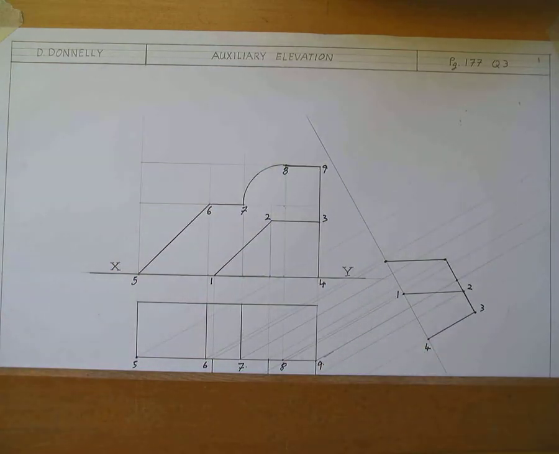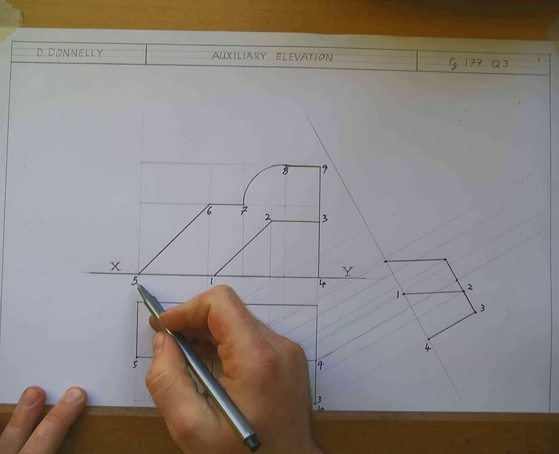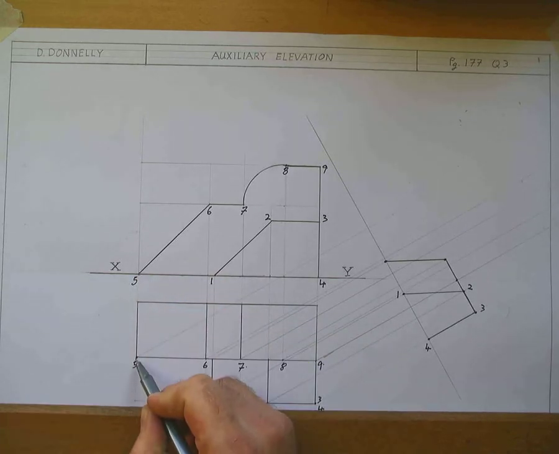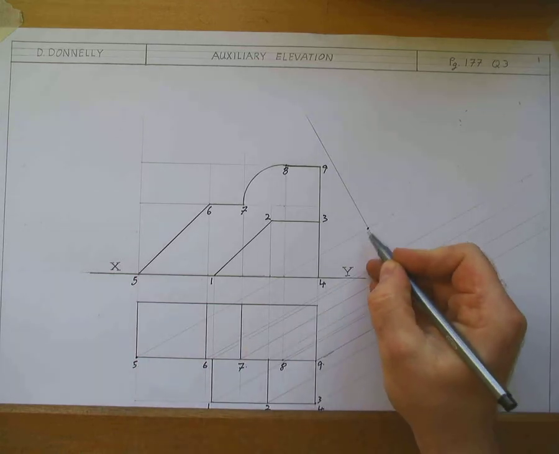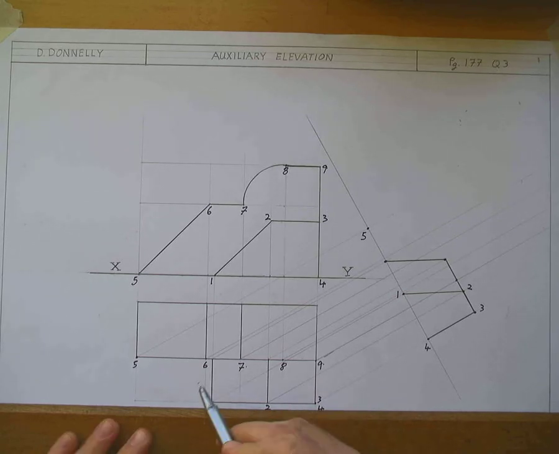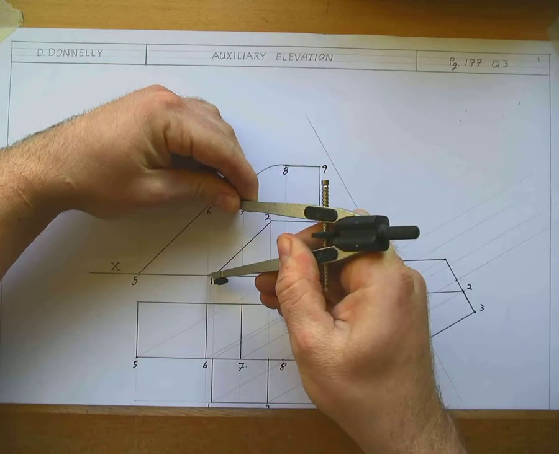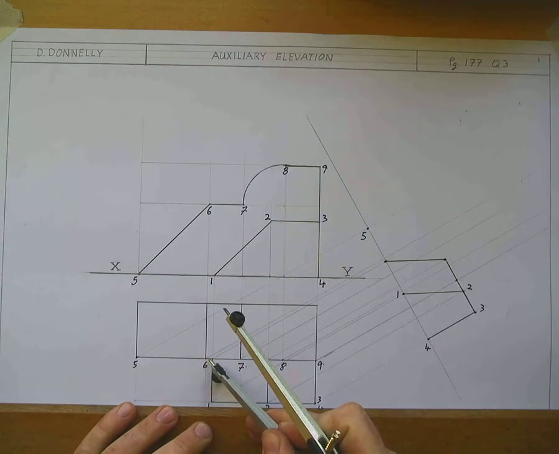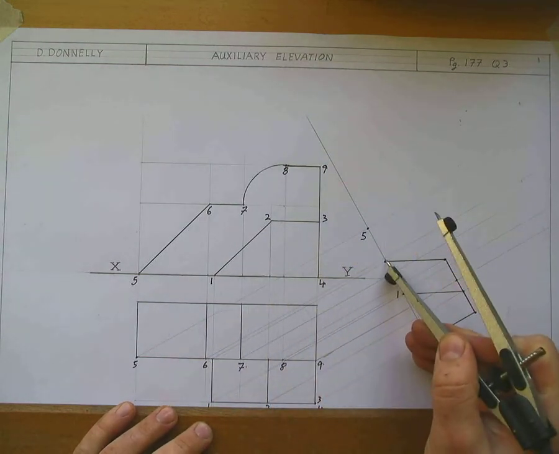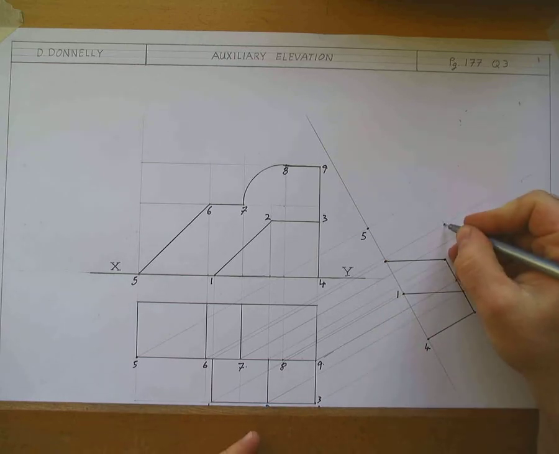Okay, so I'm going to start at point 5 there. So if we can see here in our elevation, point 5 is actually on the XY line. So that's going to be sitting on our XY line no matter what orientation we view it from. So we come down into our plan, back up, and we get point 5 there. Okay, so it's sitting on our XY line. So our next point then, point 6, we can see is at a height there. Okay, so we're going to take our compass, we're going to measure off the height of that, follow down into our plan where point 6 is, follow back up along our viewing line there. Okay, and we're going to mark off point 6 there. Okay, so that's point 6.